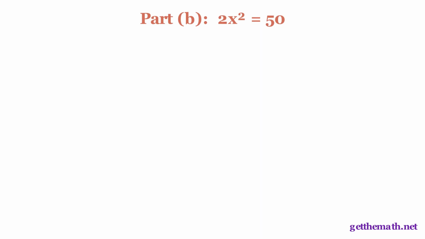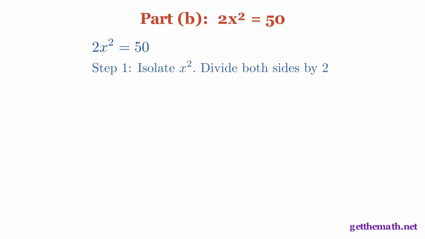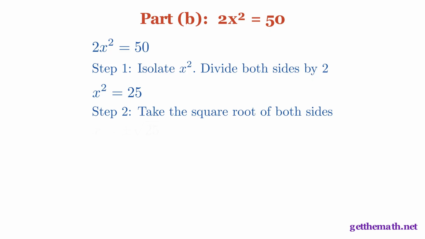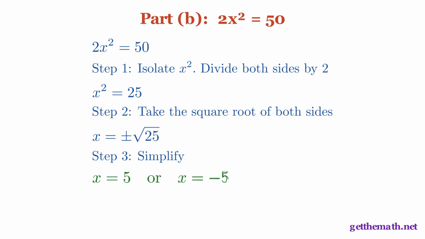Part B is solve 2x squared equals 50. Step 1, isolate x squared. Divide both sides by 2. X squared equals 25. Step 2, take the square root of both sides. X equals plus or minus the square root of 25. Step 3, simplify. The square root of 25 is 5. X equals 5, or x equals negative 5.